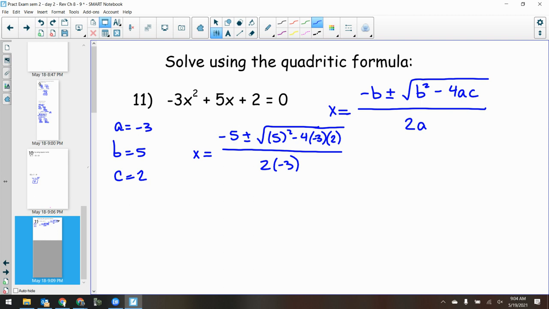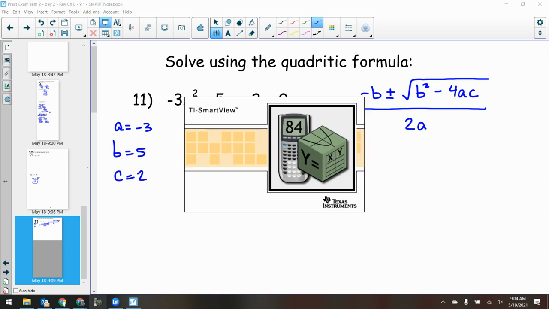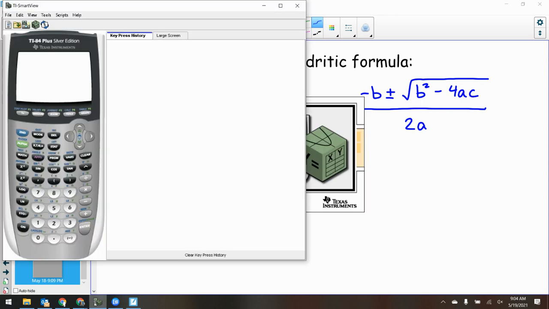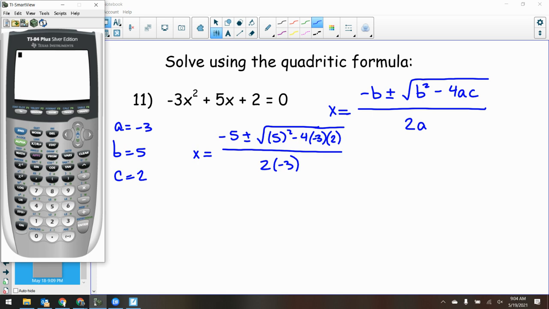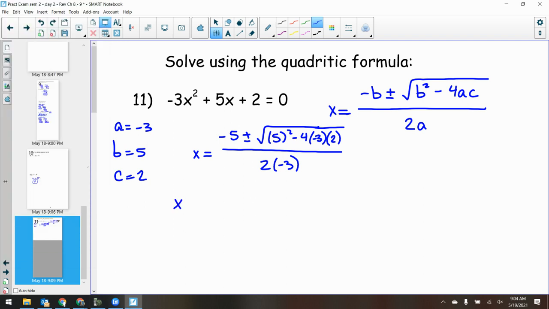Where do we go first? Inside the square root, inside the radical. That thing that's called the discriminant. So let's go underneath the radical and do that first. I've got 5 squared minus 4 times negative 3 times 2. So underneath the radical, I've got 49. X equals negative 5 plus or minus the square root of 49, all divided by, and I can do this step now, 2 times negative 3 is negative 6.